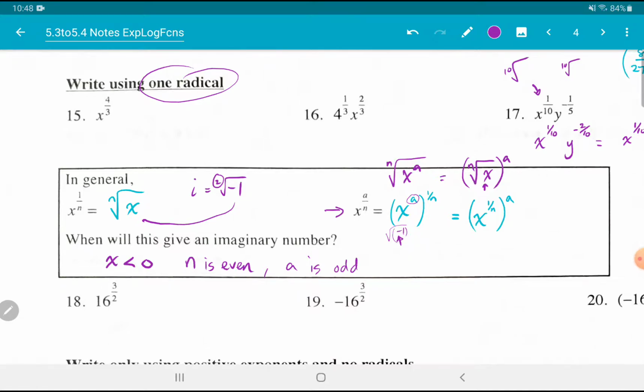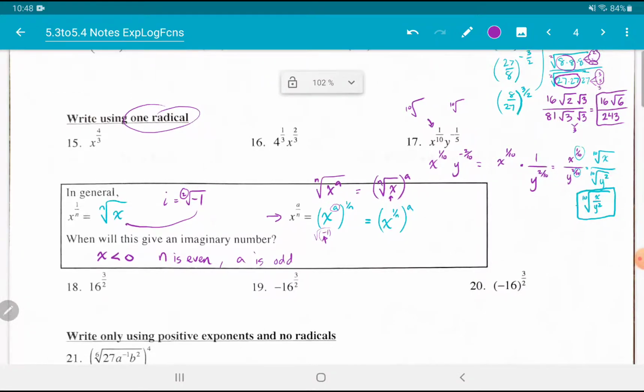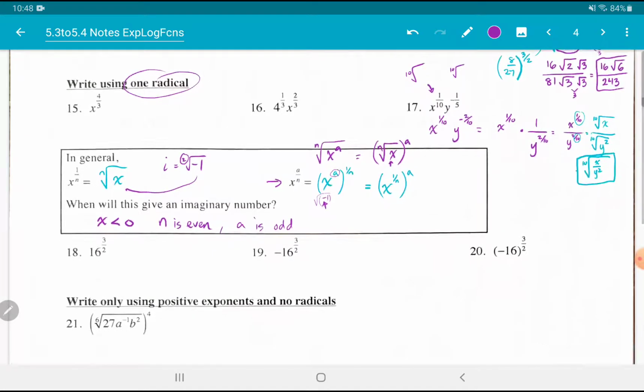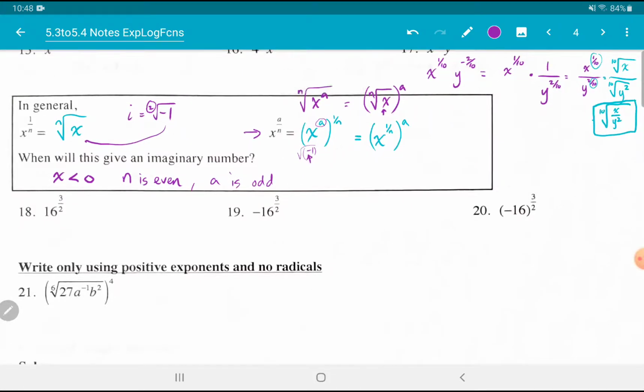All right, let's take a look now at 18 through 20. It looks like what we're dealing with here is kind of going over that box that we just did. 18 and 19 look like something you can manage. We'll do that in class. But number 20, let's do that one together.